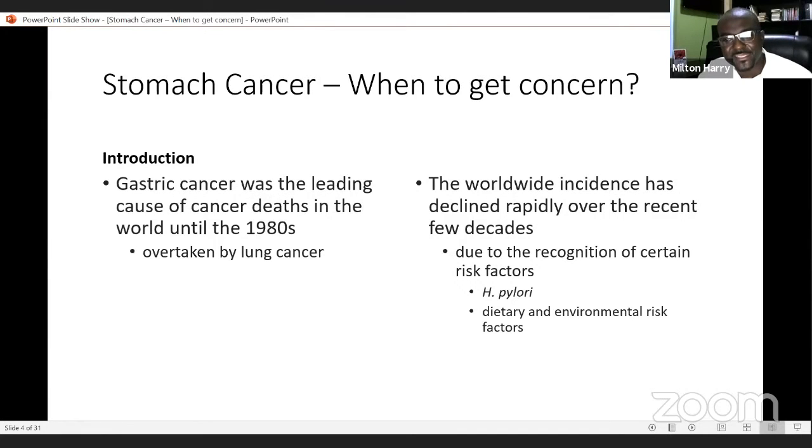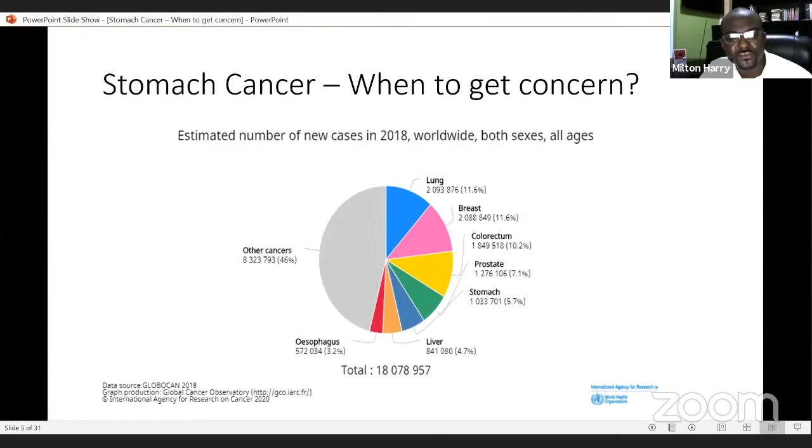The worldwide incidence has declined rapidly over a few years now. This is due to recognition of various factors, including H. pylori, which we will talk about further on, as well as some dietary and environmental risk factors that were identified. Just a summary slide here, looking at world incidences, and this is from 2018. Dr. Ang had mentioned a lot of this. What I just want to point out here is that stomach cancer contributed to about 5.7% of worldwide cancer. So it's still a significant cancer in today's society.